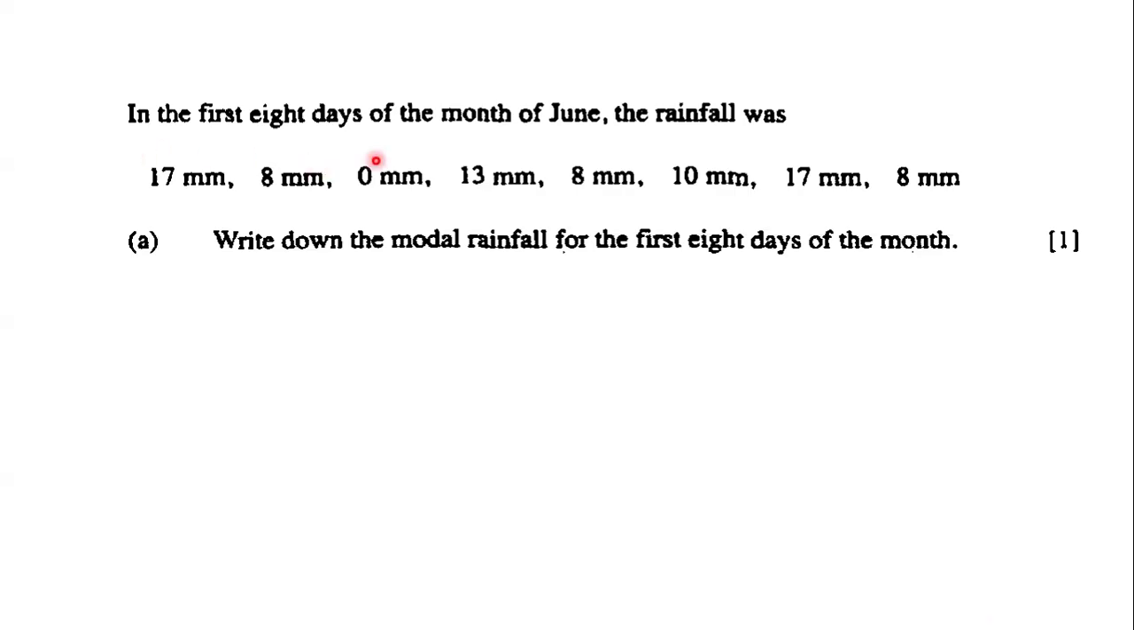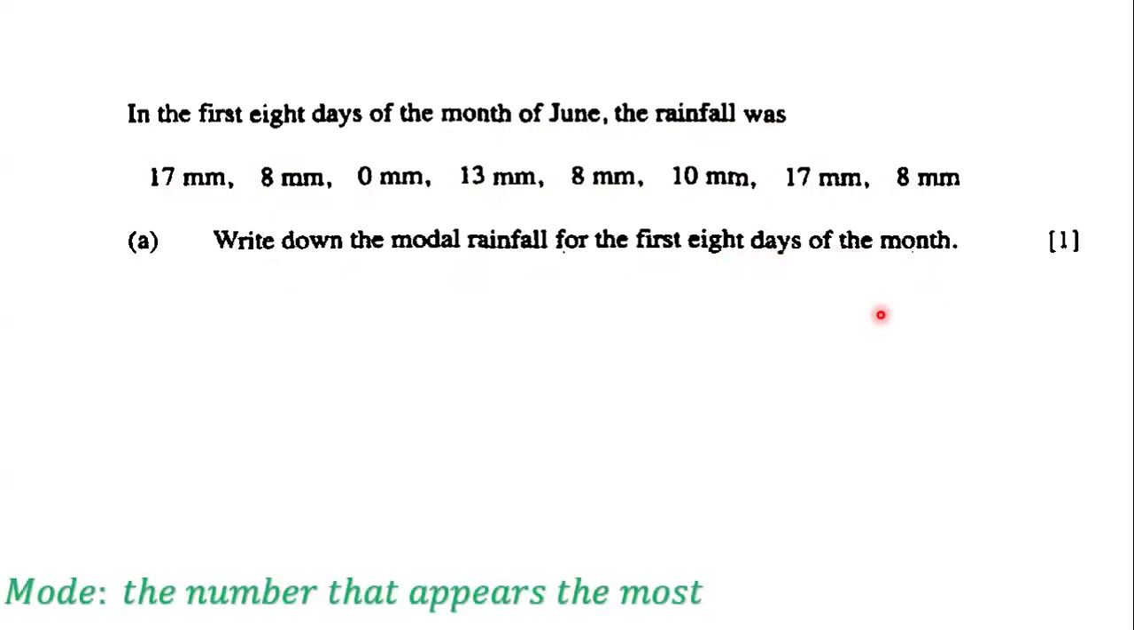In the first 8 days of the month of June, the rainfall was 17 millimeters, 8 millimeters, 0 millimeters, 13 millimeters, 8 millimeters, 10 millimeters, 17 millimeters, and 8 millimeters. Write down the modal rainfall for the first 8 days of the month.